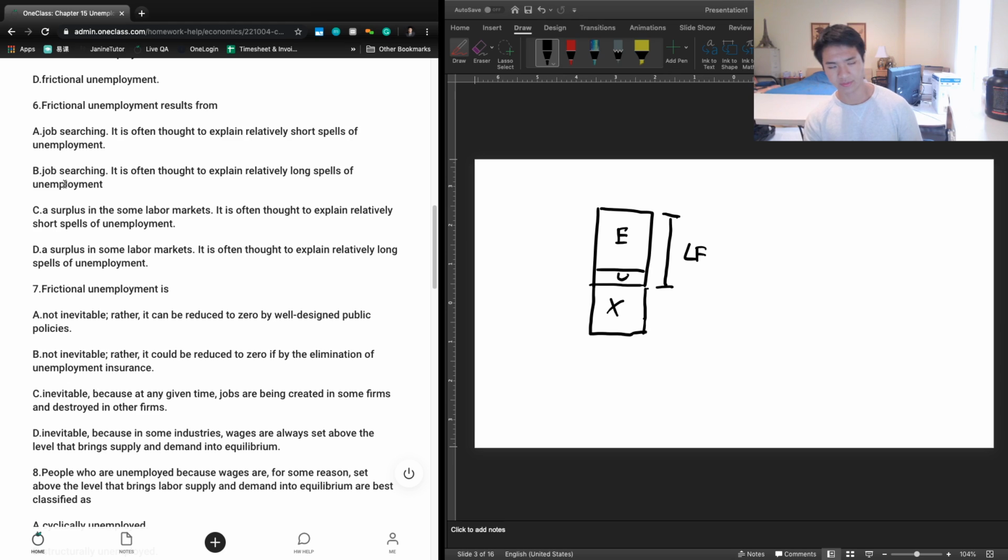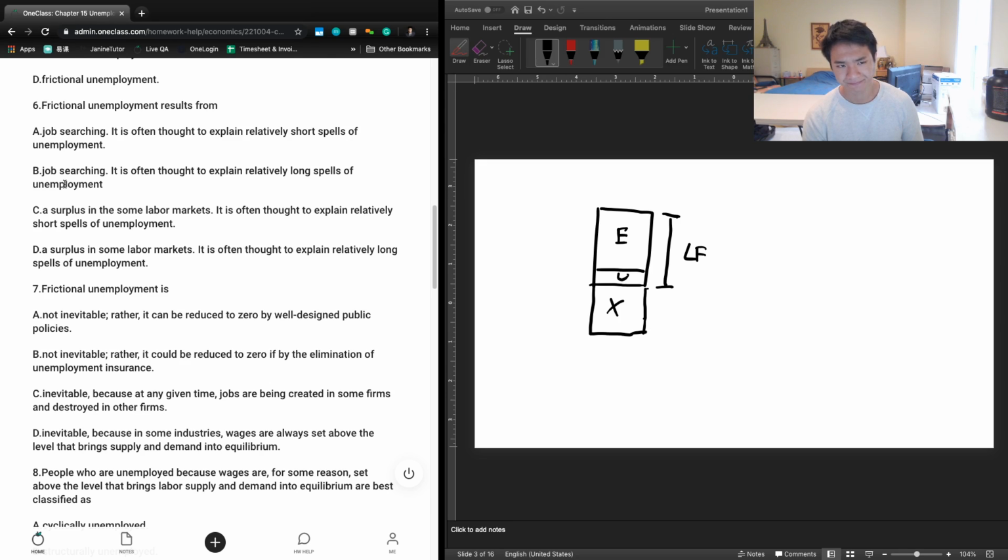Frictional unemployment results from which of the following? A, job searching. It is often thought to explain relatively short spells of unemployment. B, job searching explaining relatively long spells of unemployment. C, a surplus in some labor markets explaining short spells of unemployment. Or D, a surplus in some labor markets explaining relatively long spells of unemployment. We went over this in question 4, but frictional unemployment refers to that job searching pairing process. So we're going to eliminate C and D and just choose between A and B.